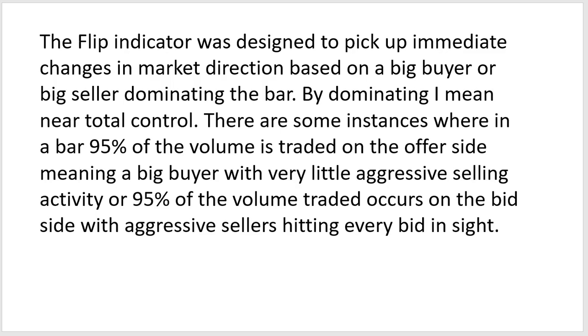And the same is true for the other side. When 95% or more of the volume is traded on the bid side, that means you have aggressive sellers. You have somebody coming into the market just hitting every bid. And again, it's hard to tell that. You can't see it on a normal bar chart. A normal bar chart is just going to give you the open, high, low, and close. And if you're looking at an order flow chart, yeah, you can pick it up by looking at the volume footprint. But not everybody understands what they're looking at on a volume footprint.